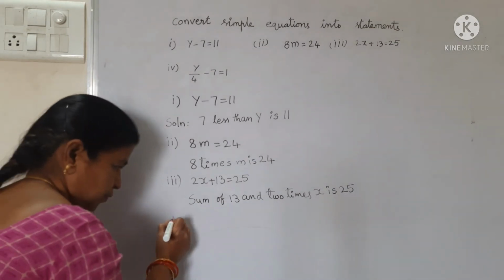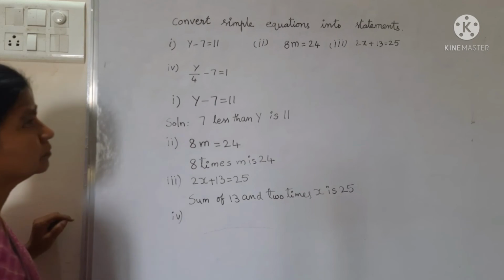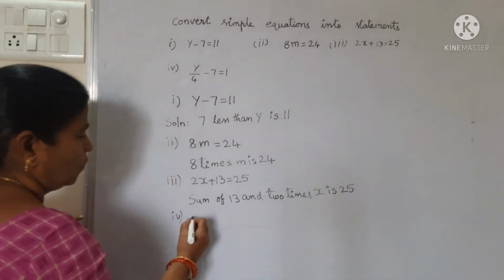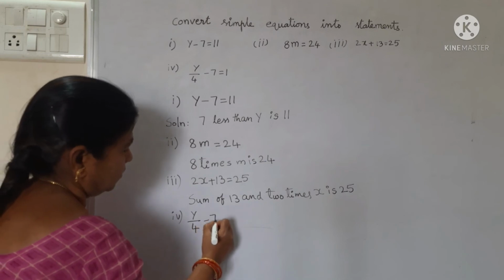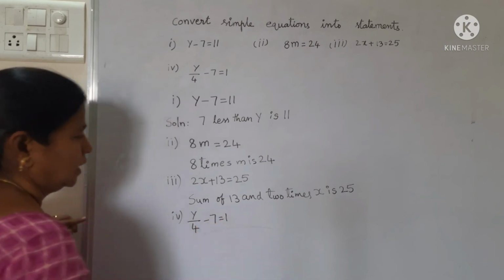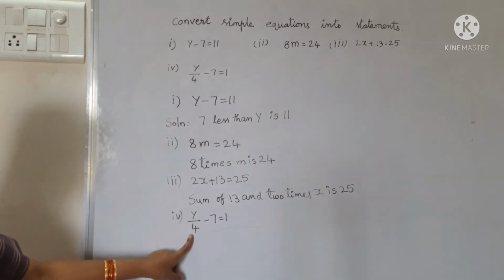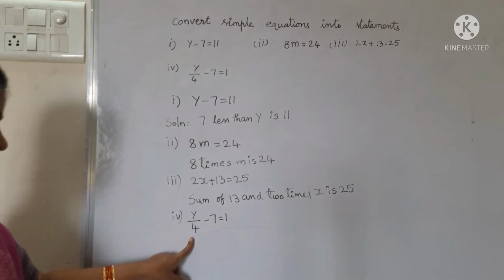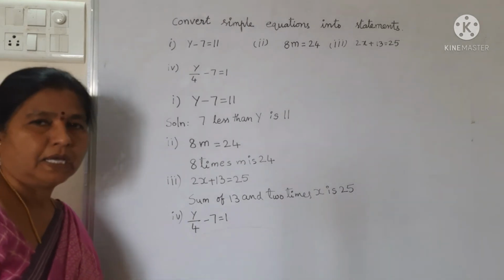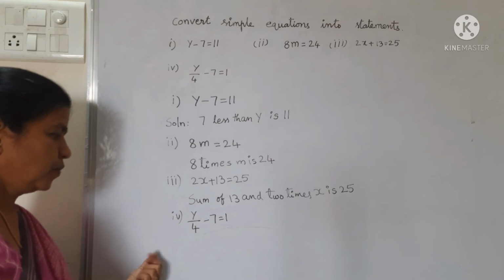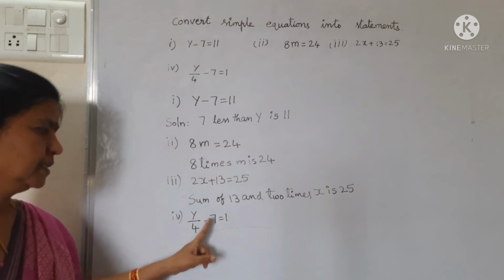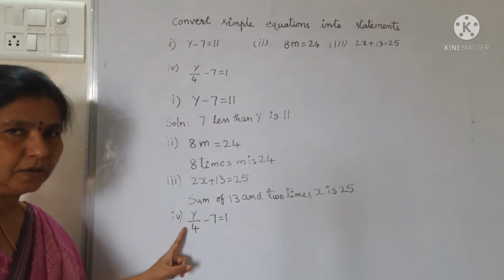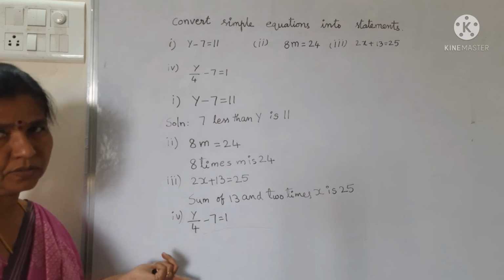Now let us solve the fourth one. Y by 4 minus 7 is equal to 1. Here we got fraction y by 4 minus 7 is equal to 1. How we write this one? 7 subtracted by 1/4 of y. Like that we can write.